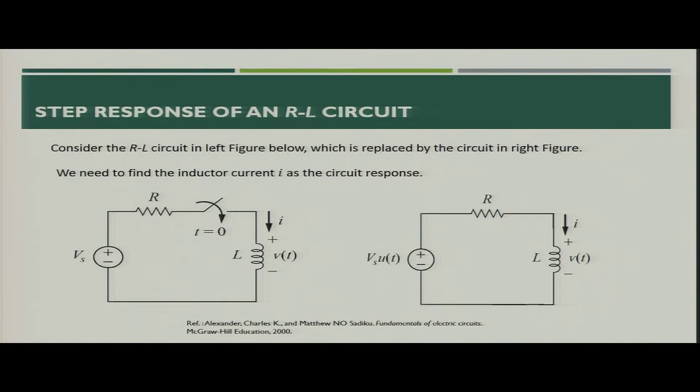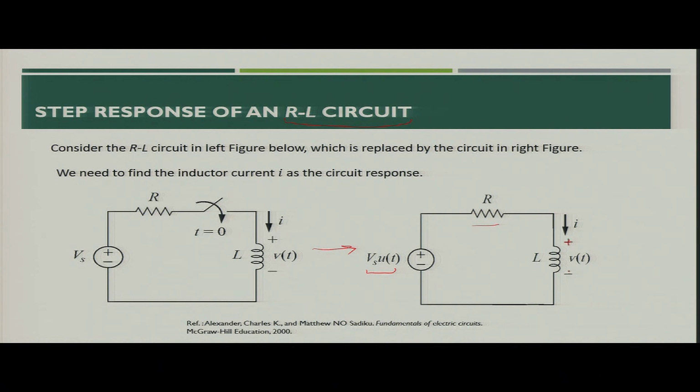Now, let us talk about the step response for an RL circuit. If you see the figure on the left, you have one resistance R and an inductor, both in series with the voltage source Vs. If at time t equal to 0 the switch is closed, meaning voltage is applied to the circuit, the equivalent circuit including the switching phenomenon can be represented as Vs into u(t), that would be the voltage source, and then R and inductor L.